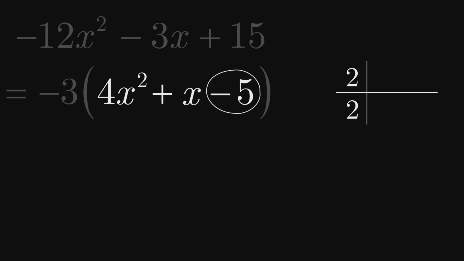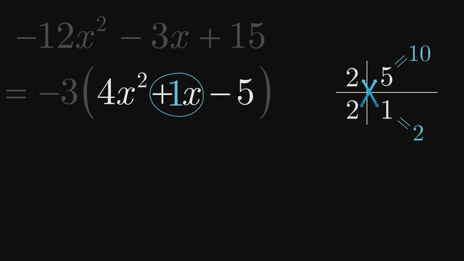Again, our only option is 5 and 1. Unfortunately, even if one of our cross products was negative, they would not add to the coefficient of x, which is 1. And switching the positions of the 5 and 1 doesn't help.